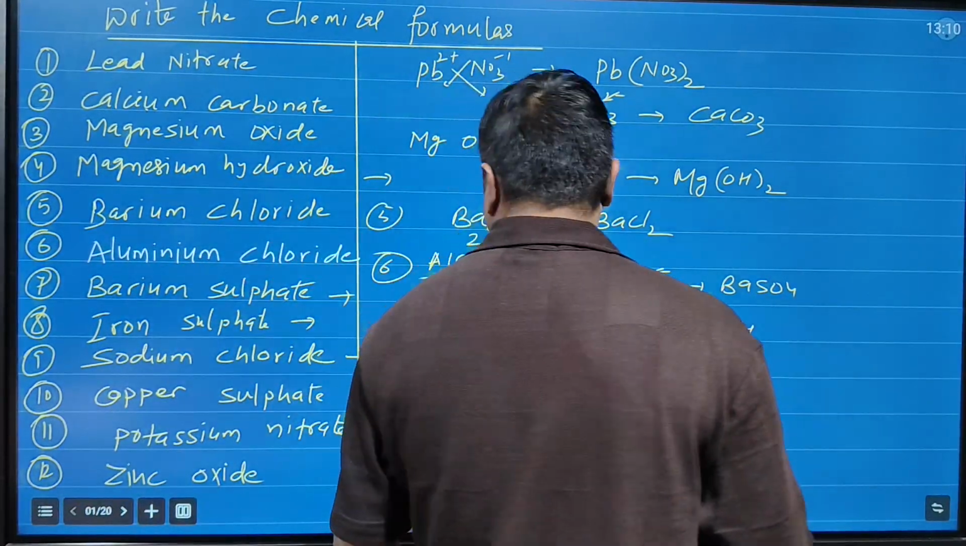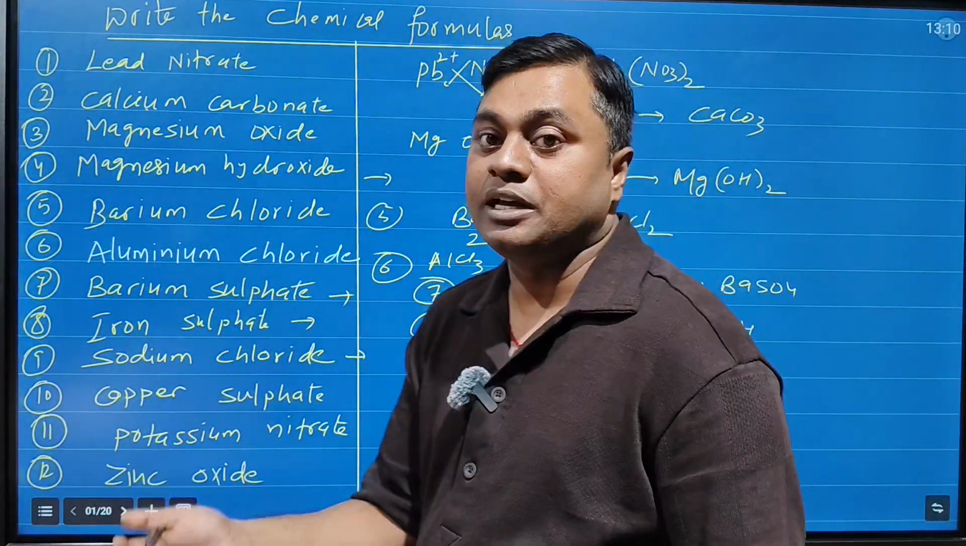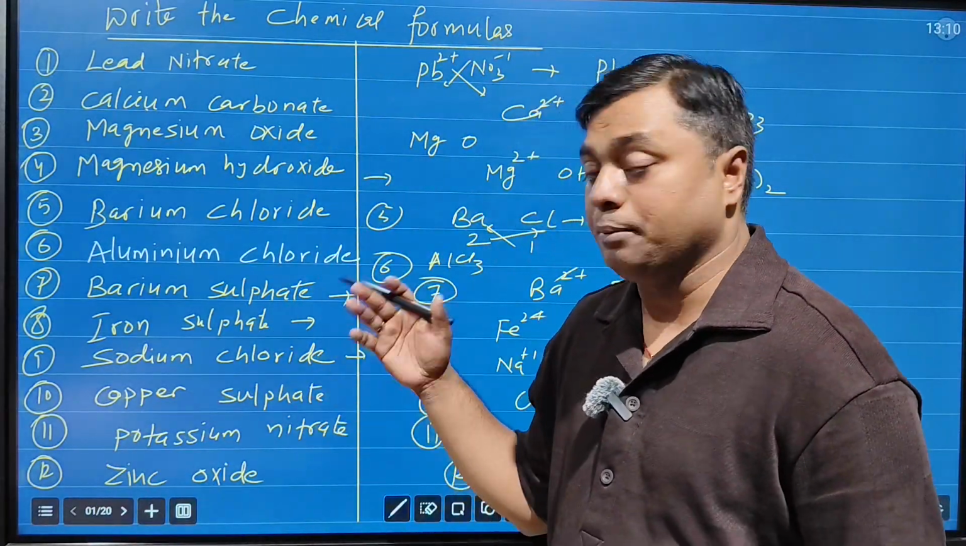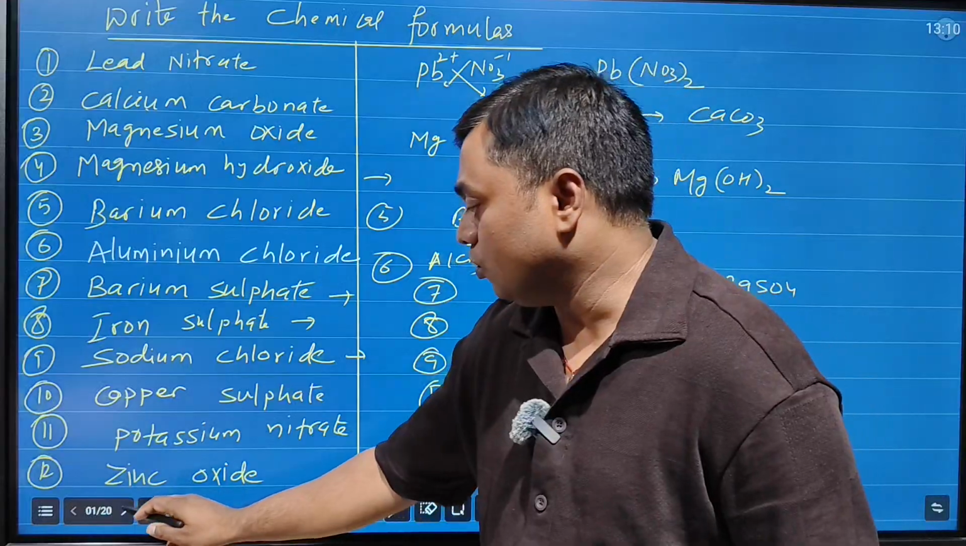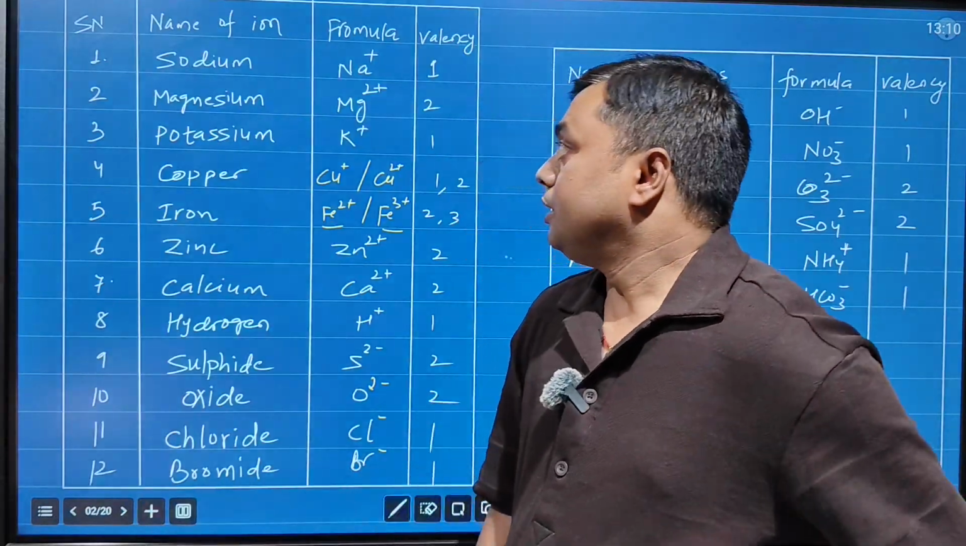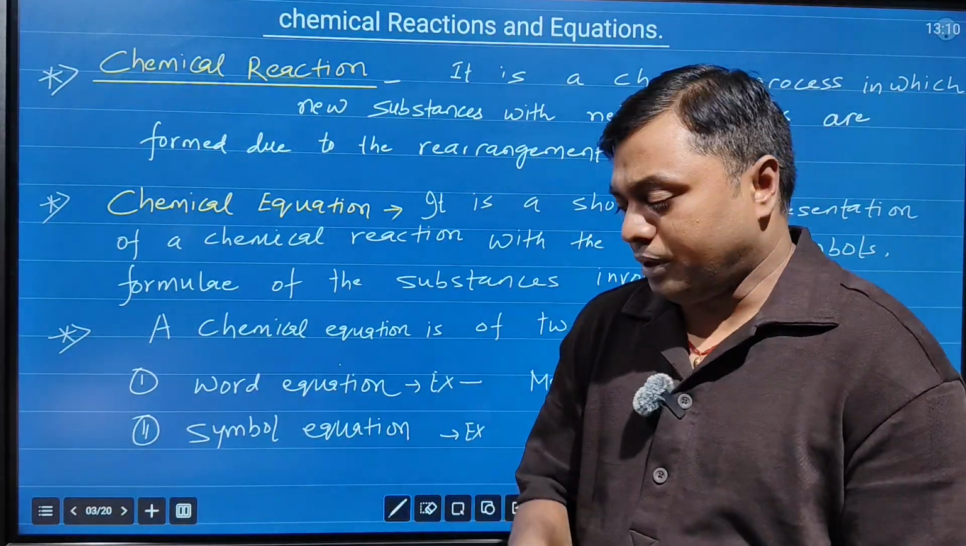Okay, these are the chemicals which will be used in these chemical reactions and equations. So you must know and practice once. Then the chapter becomes easy for you. Now let's start the chapter. Okay, chemical reaction. What do you mean by chemical reaction?